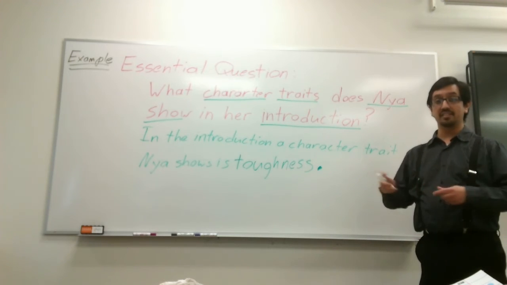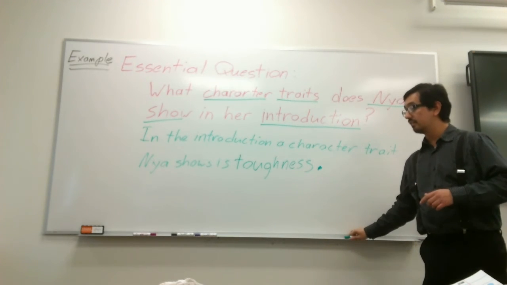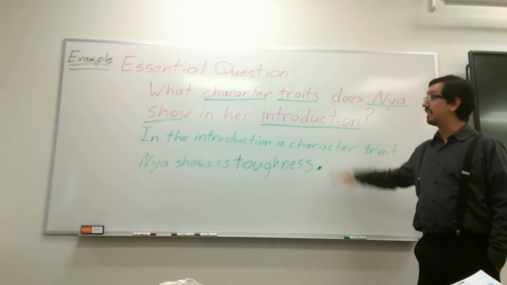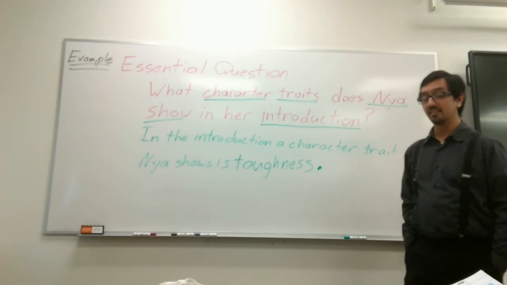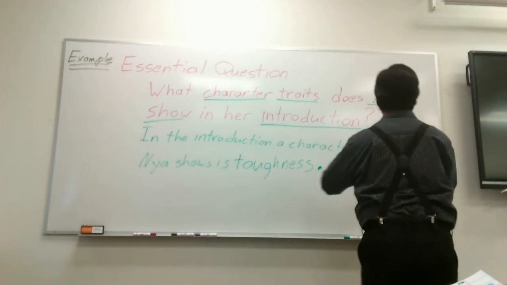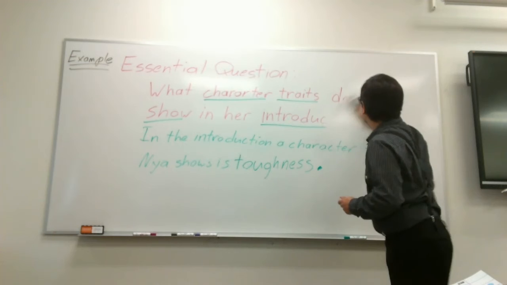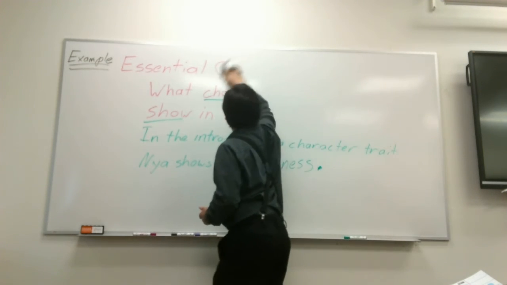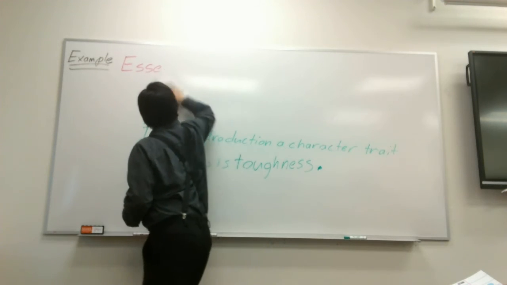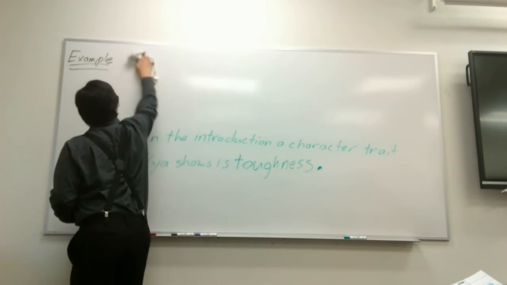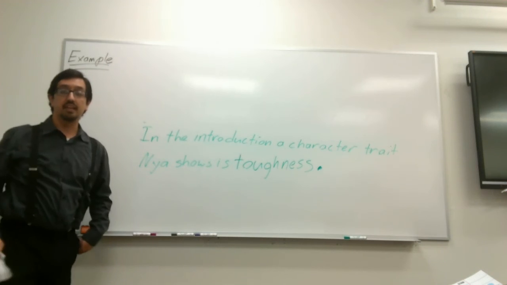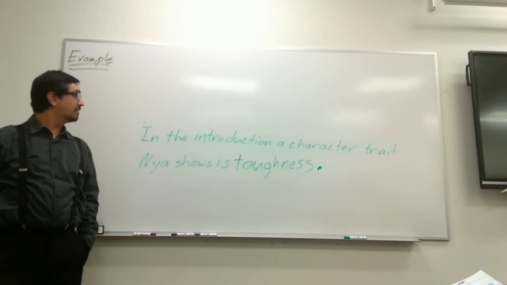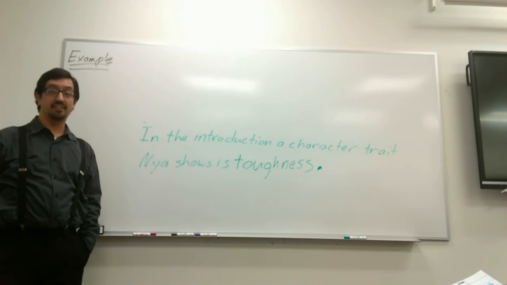So why do we do all this stuff for our claim? The reason why your claim has to do all these things is because it needs to be totally clear, even if we did not have this essential question. So right now, I'm going to erase the essential question. There we go. And all I have left is my claim. And again, my claim is, in the introduction, a character trait Naya shows is toughness.